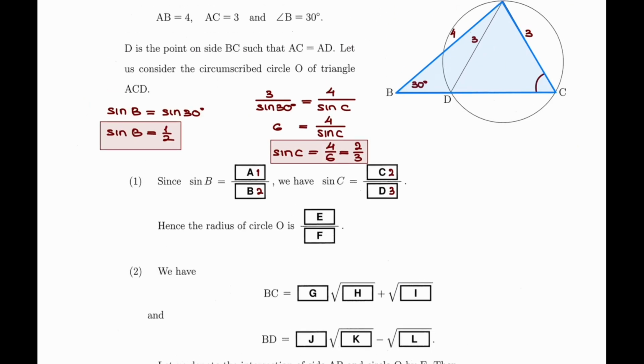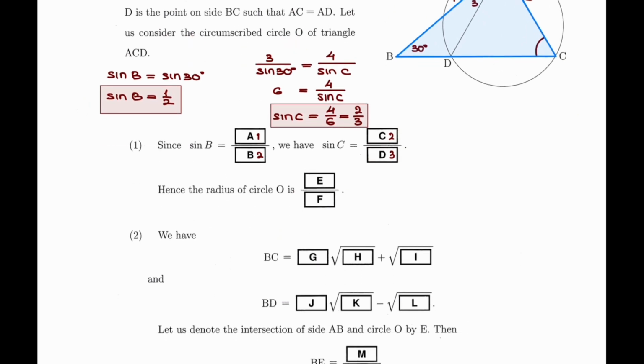And then hence the radius of circle O is equal to what? Once we got sine C equals 2 over 3, they ask to find the radius of the circumscribed circle. For this question, I think you need to know the formula. How to find the radius of a circumscribed circle?